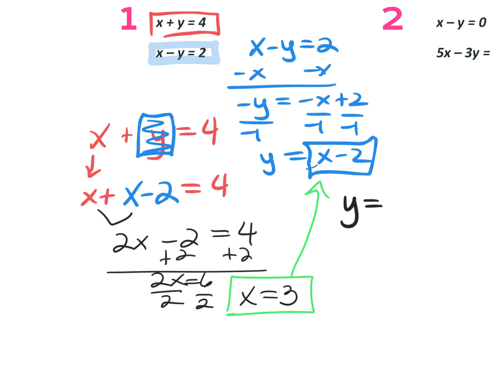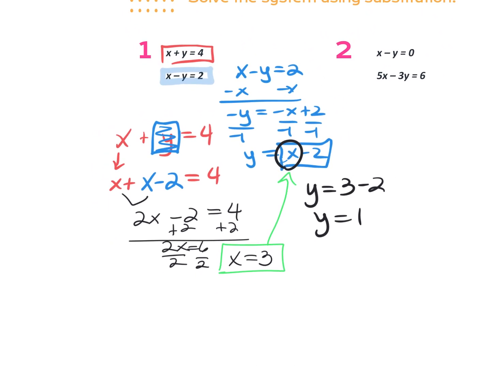So if I just take this and plug in a 3 for x, I get y equals 1. So the solution to this system is the ordered pair (3, 1).